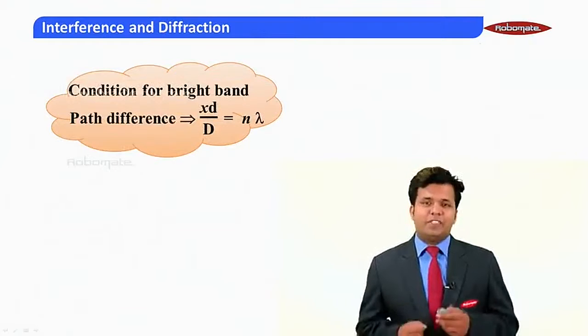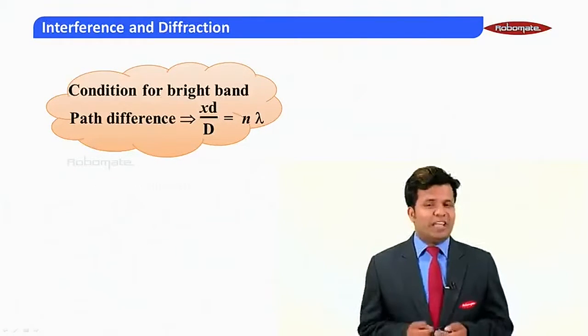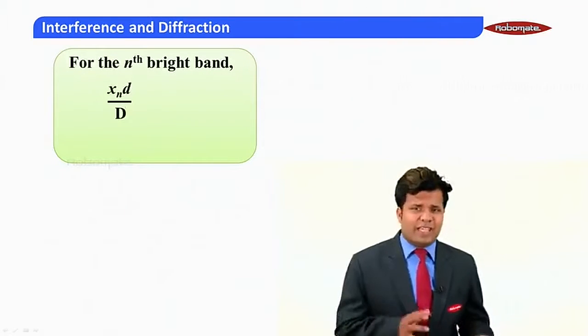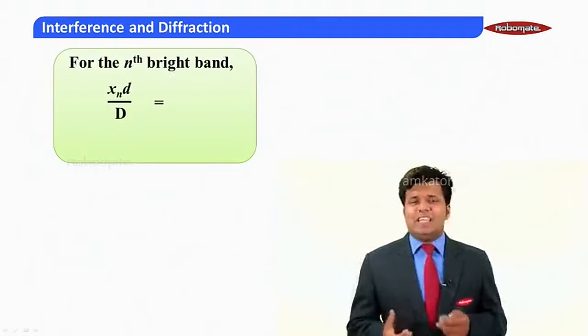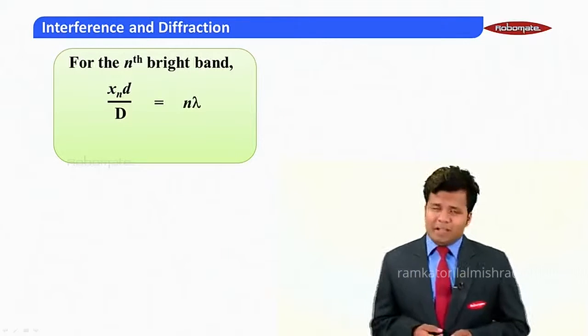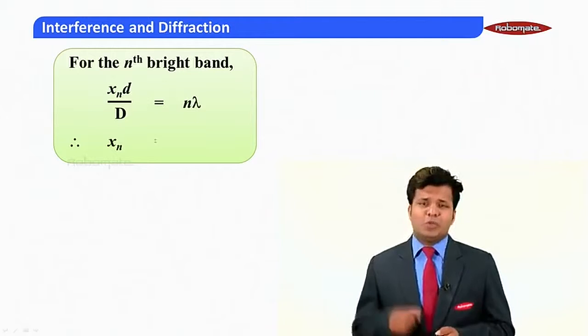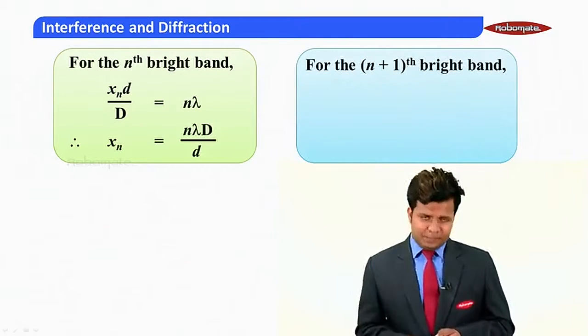In order to derive the formula for beta dash, we need to consider the condition of path difference. That is, the path difference for a bright band is xd by D equals n lambda. So for the nth bright band it would be exactly the same. So xn d by D is nothing but n lambda. And students, what would xn equal? xn would be nothing but n lambda D by d.